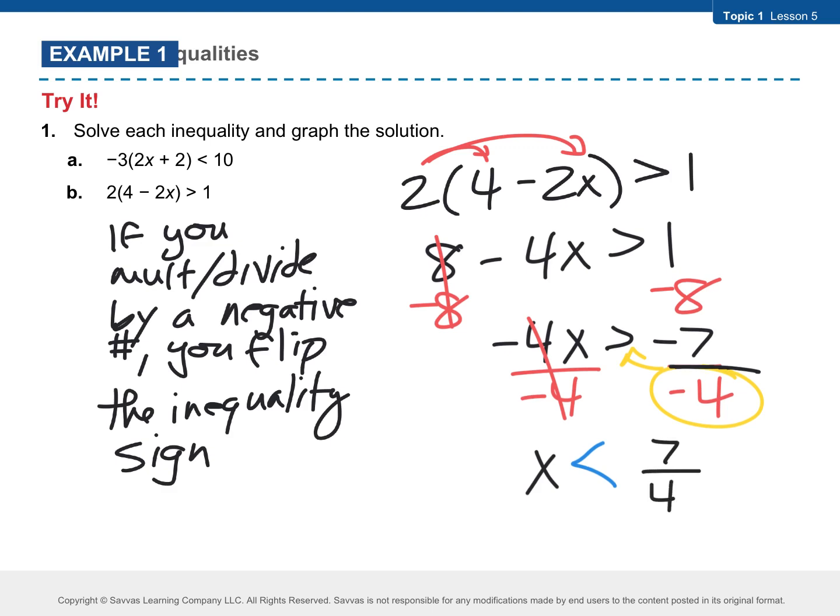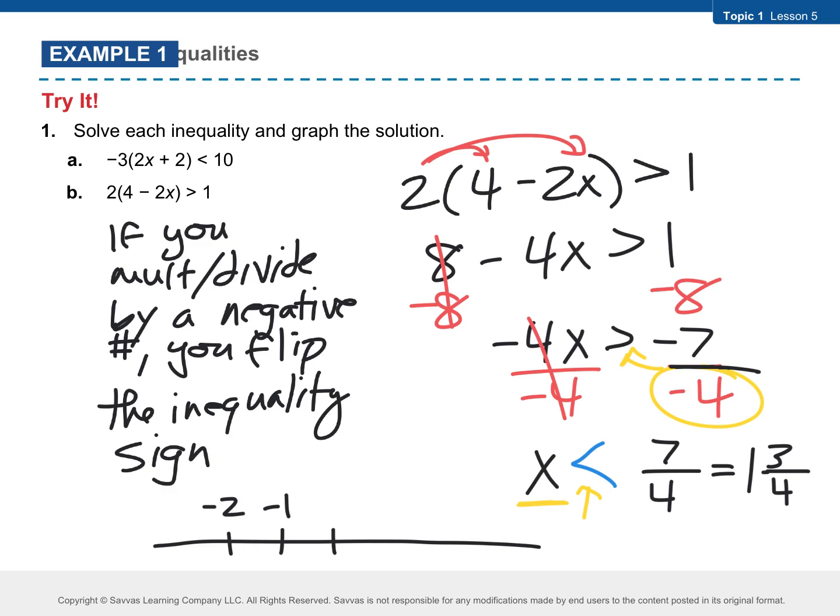Now, when we're graphing the solution, that just means we're on a number line. If your variable is on the left-hand side, whichever direction your quote-unquote arrow points, that is the way you shade or graph. So 7/4 is actually 1 3/4. It's probably a good idea to change these to a decimal or fraction. So if I'm on a number line, say this is negative 2, negative 1, 0, 1, 2, 3. 1 3/4 would be approximately here.